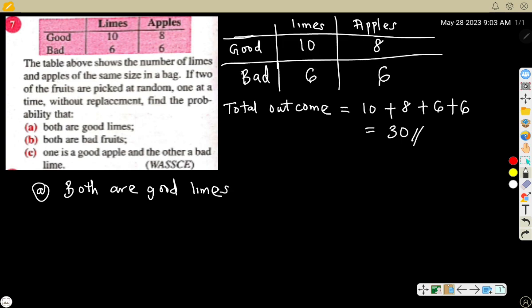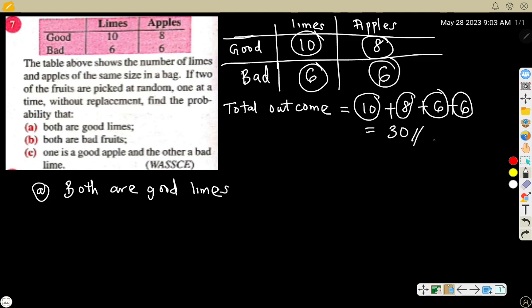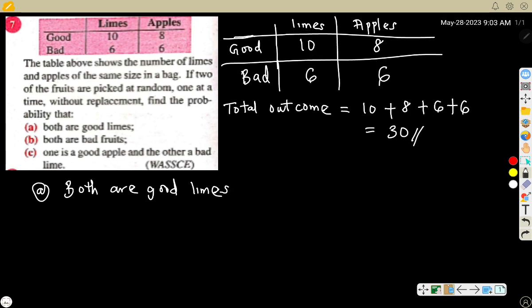So in probability, remember that it is number of items over total outcome. So that means you have to know the total outcome. What is the total number of fruits? I have 10 good limes, 8 good apples, 6 bad limes, and 6 bad apples. So add everything, it is 30. That means the total number of fruits here is 30, so anything I will do here must be divided by 30.